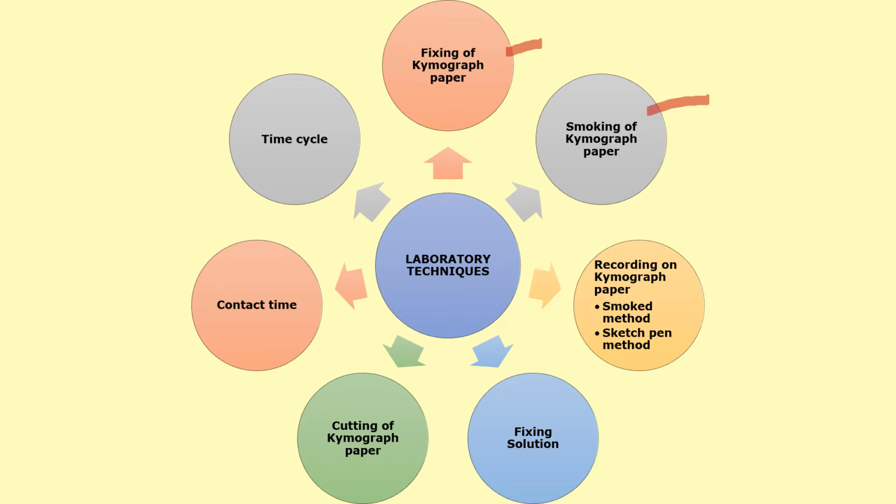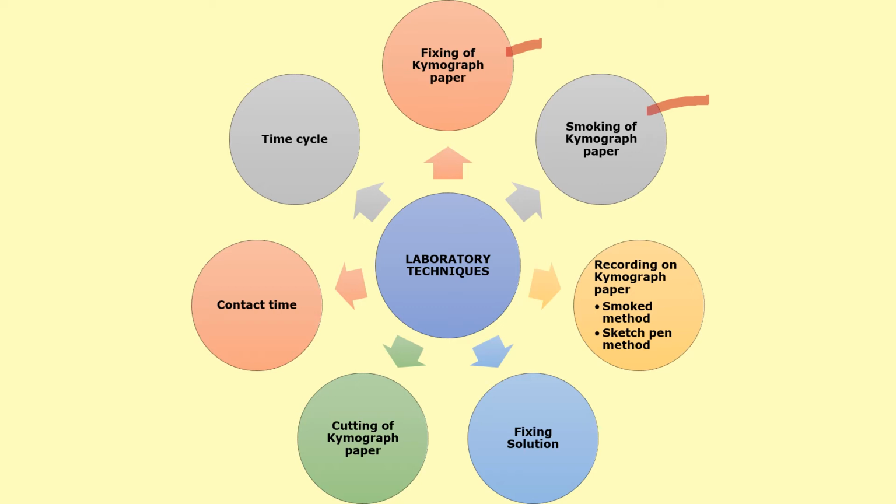In the same way, the black smoke of kerosene or benzene should be used for smoking of kymograph paper. You should take care that uniform smoking is done. If uniform smoking is done, proper responses of the drug can be recorded on the kymograph paper. That is smoking of kymograph paper.